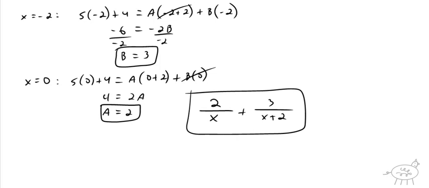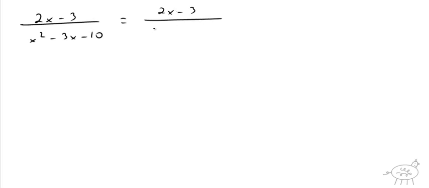Let's clear this out of here. And let's start out with 2x minus 3 over x squared minus 3x minus 10. Well, what's the first thing I have to do? I got to factor the bottom because I need to have something to split it up into, right? So if I split it up, I get 2x minus 3 on top, and I get x minus 5, x plus 2. So you know that's got to be equal to a over x minus 5 plus b over x plus 2.